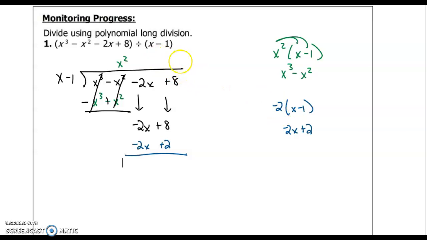It needs to go above the 8 because we're very careful on putting things in columns where we have like terms. x squared is all in columns with all x squareds. These are all the x's. These are all the constants.